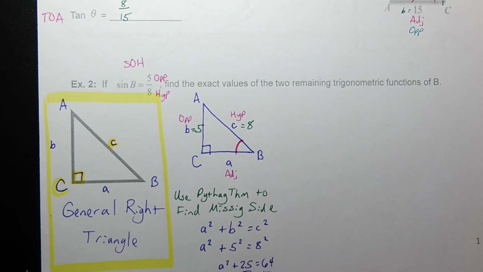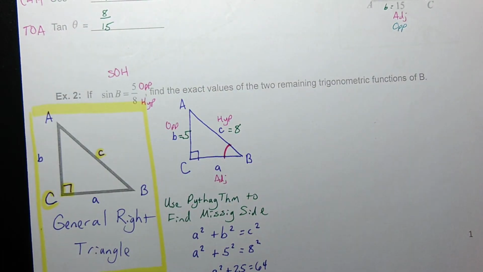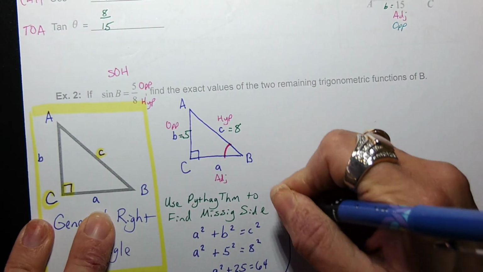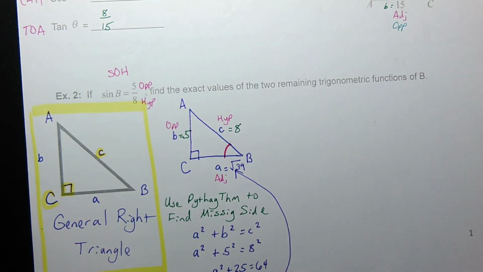Are there any perfect squares I can take out of 39? That's a big part of this term test, because remember, simplifying radicals was a big deal. There are no perfect squares. So side A is just radical 39. Gross.